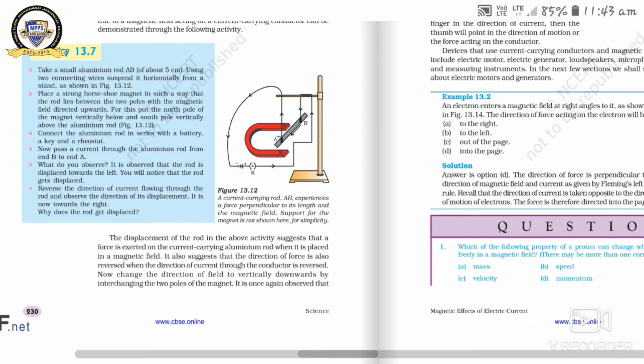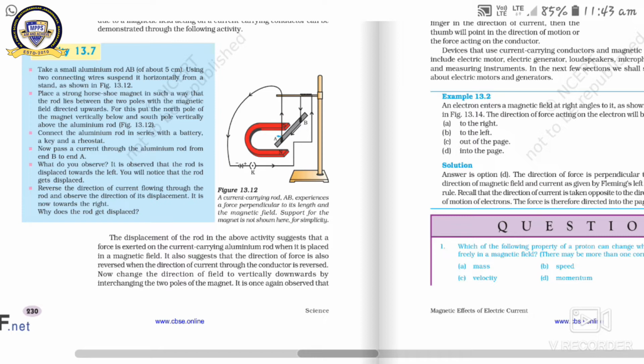Got it? So reverse the direction of the current flowing through the rod and observe the direction of its displacement. It is now towards the right. It means if we change the direction of the current, the displacement of the rod also changes. Why does the rod get displaced? This is the important question. The rod gets displaced because of the force exerted by the magnetic field on the rod.